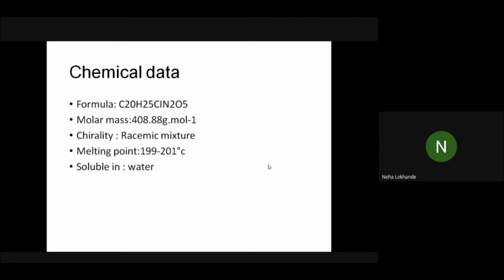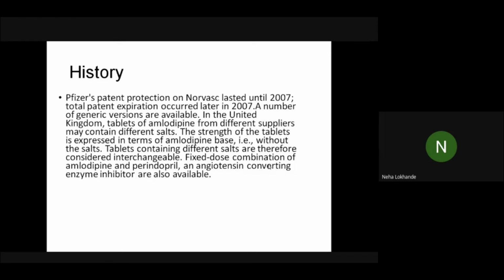Contains non-identical isomers, contains chiral compounds. History: Pfizer's patent protection of Norvasc lasted until 2007. Total patent expiration occurred later in 2007. A number of generic versions are available in the United Kingdom. Tablets of amlodipine from different suppliers may contain different salts. The strength of the tablets is expressed in terms of amlodipine base, that is without the salts. Tablets containing different salts are therefore considered interchangeable.